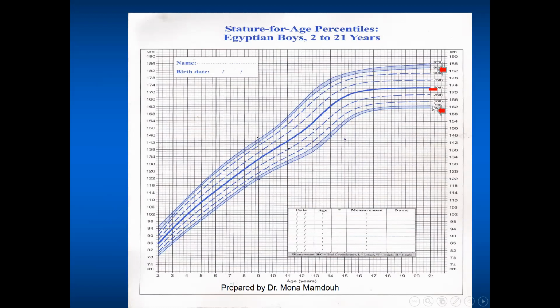How to make sure that he is growing normally? We must take serial measurements and make sure that he is falling on his centile all through, or parallel to his centile.